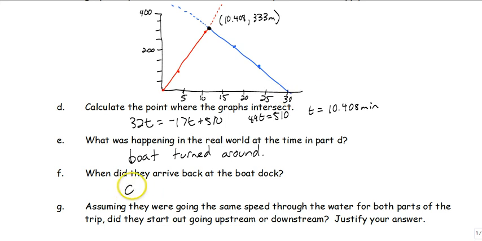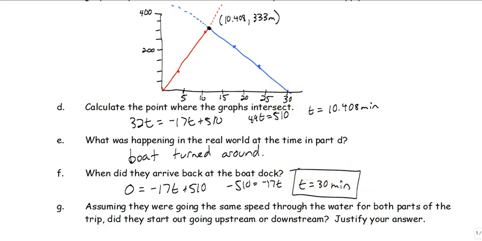So we're going to say 0 is equal to negative 17t plus 510. I want to know when the distance is back to 0 using this equation. And when you solve this, you get negative 510 equals negative 17t, and we get t is equal to 30 minutes. So actually my graph was pretty accurate when I graphed it. Okay, so they arrived, it took a whole journey of 30 minutes.